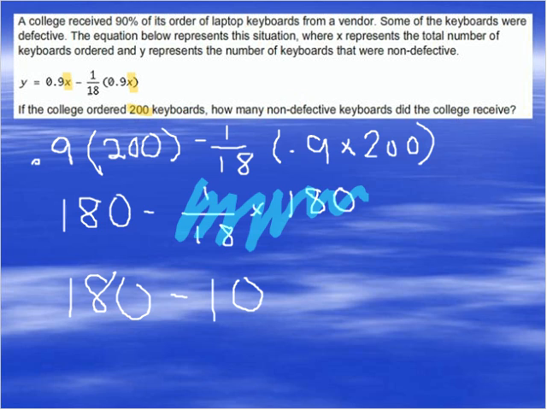And then my subtraction comes last. So 170 of those keyboards actually worked. So they were good. They were non-defective keyboards.